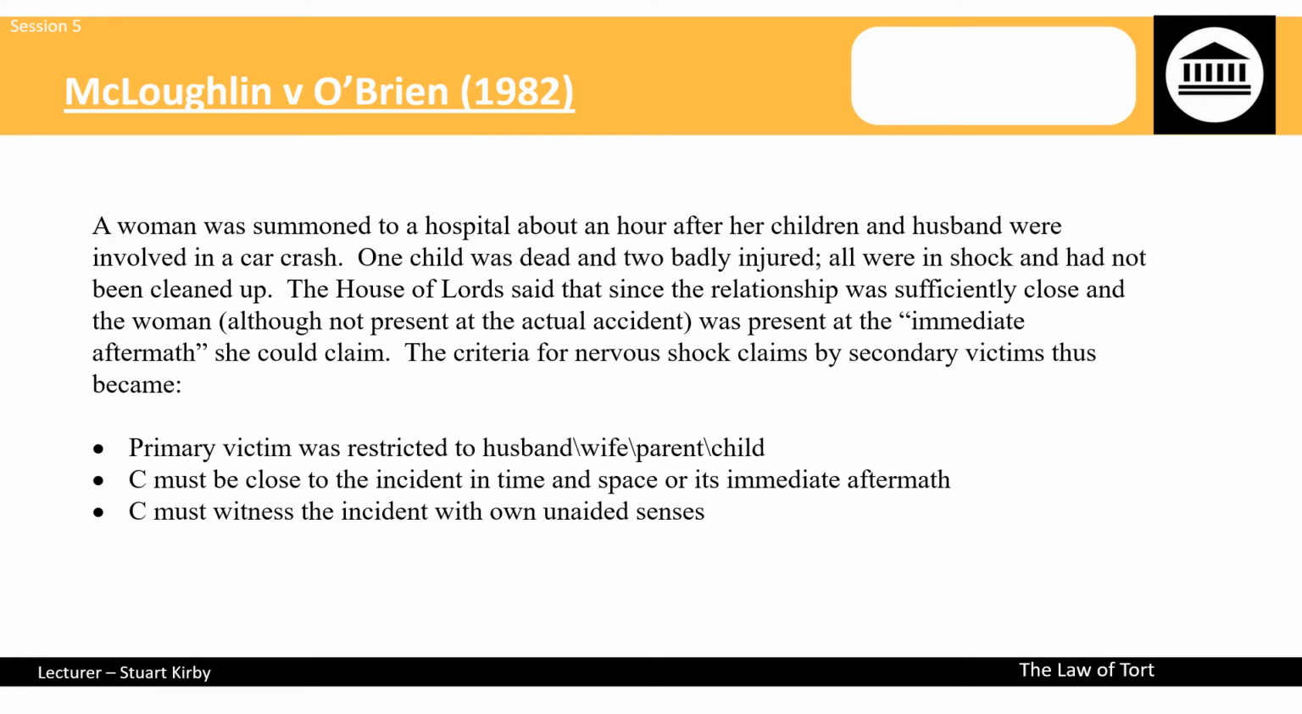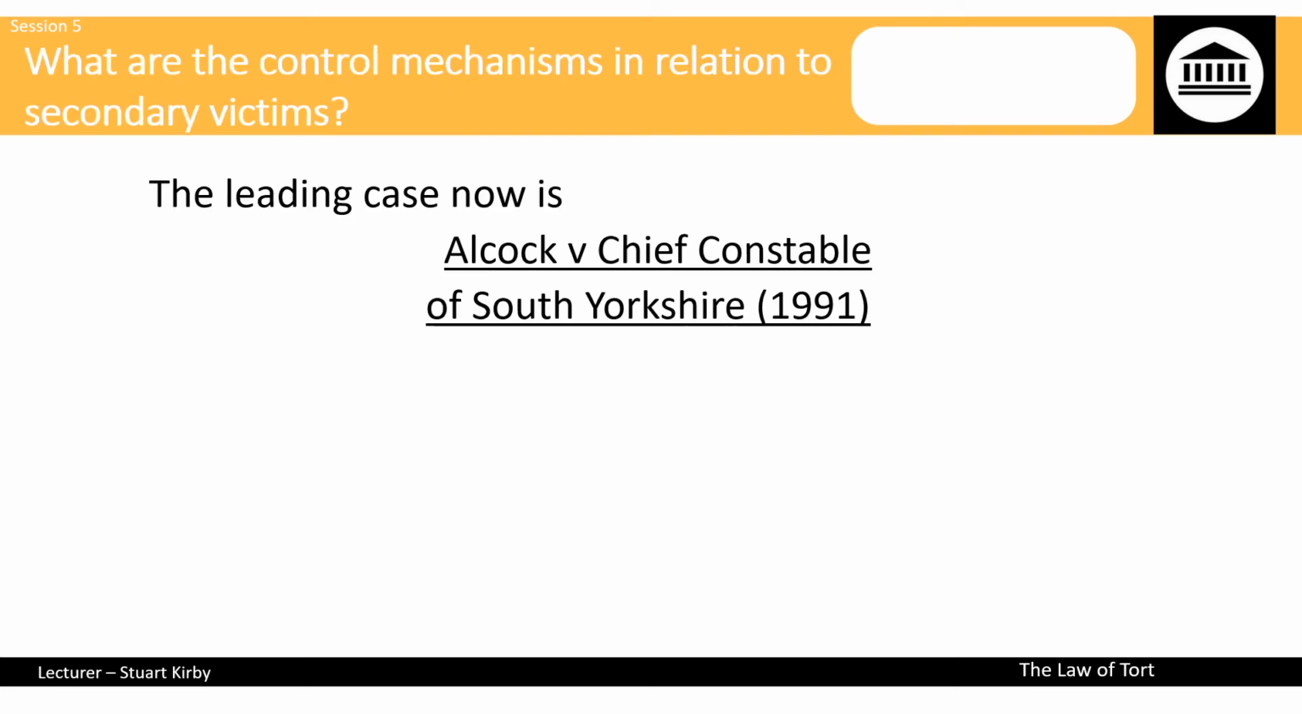And C must witness the incident with their own unaided senses. So the woman here did witness the aftermath of the incident with her own unaided senses. It was only an hour, so there's certainly time, immediate aftermath, and the primary victims here were the children and the husband, all related, obviously, all connected to this woman. So it's very easy to see how this criteria works in regards to secondary victims.